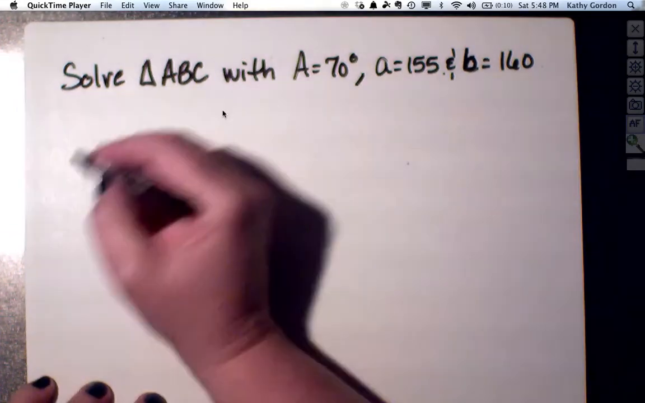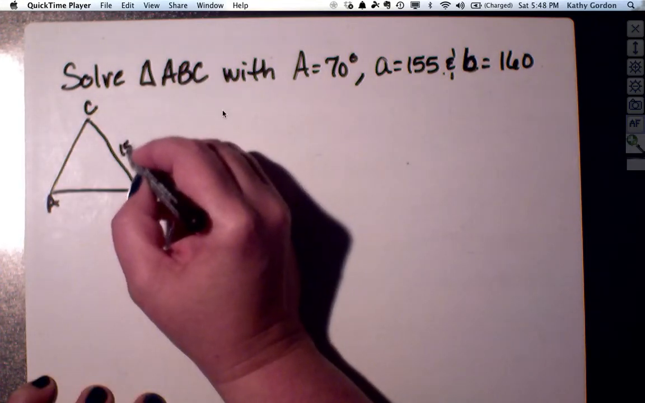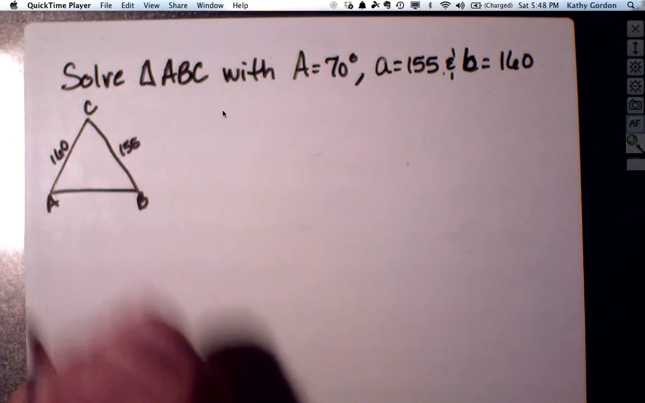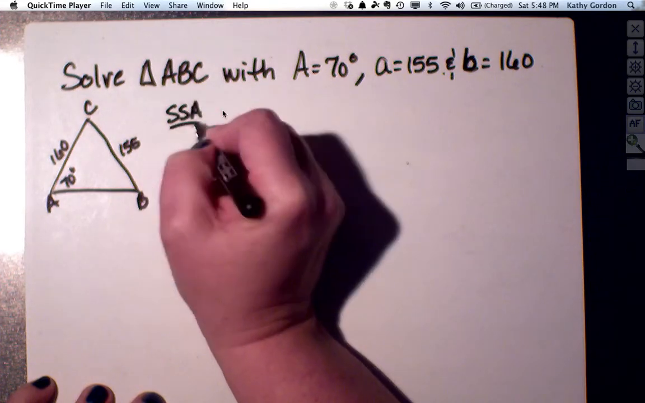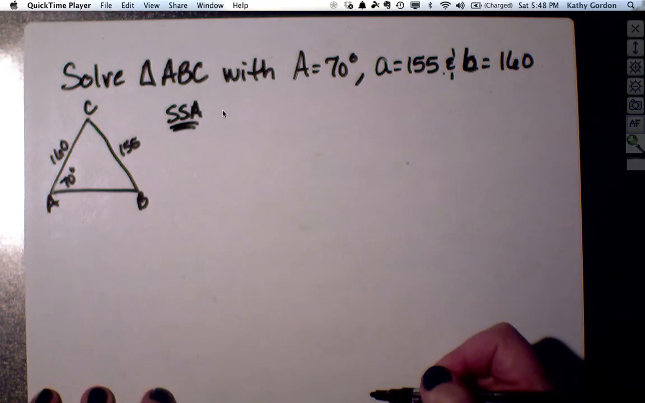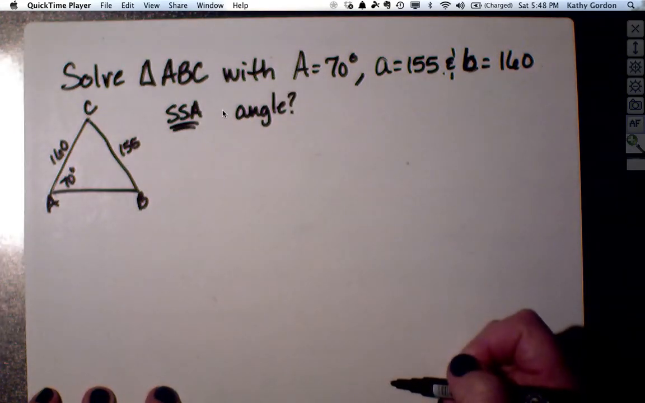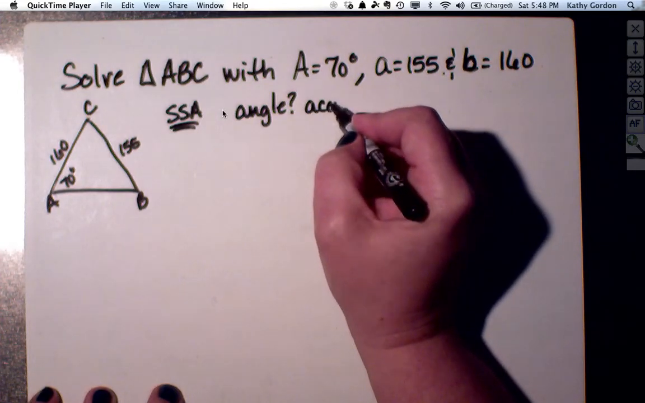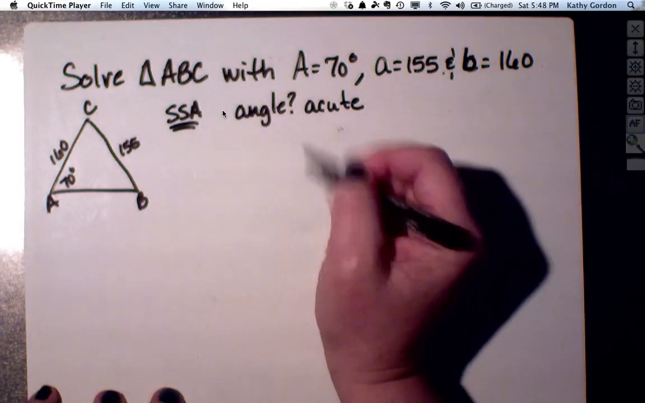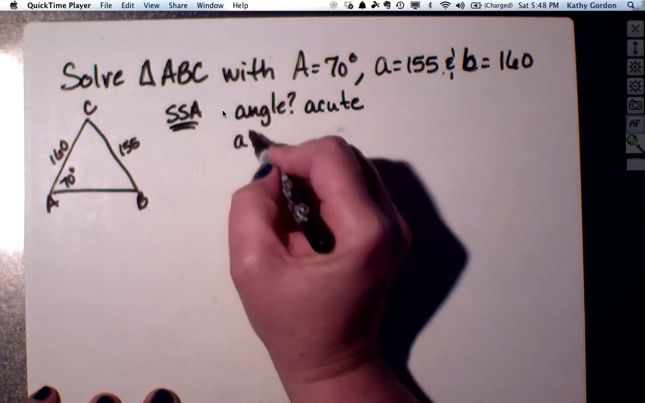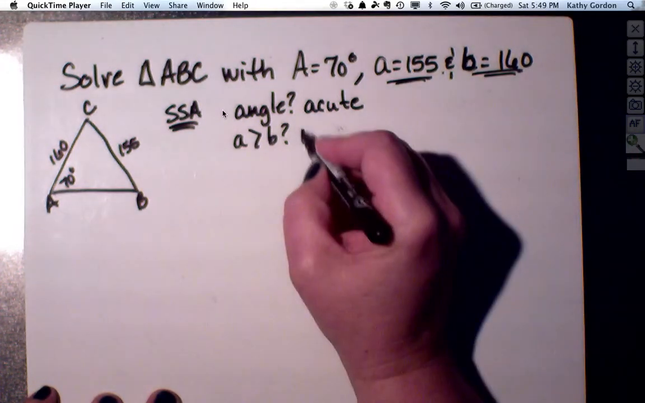Okay? So again, when we think about where those measurements are on the triangle, we have side a of 155, side b of 160, and angle A, which is 70. So again, we can see we're dealing with the SSA case, where we have two sides and a non-included angle. First thing we need to identify is what kind of angle we're dealing with, and a 70-degree angle is acute. Out of the four possibilities when A is acute, we first ask ourselves, is a bigger than b? Well, a is 155, b is 160, so that answer is no.